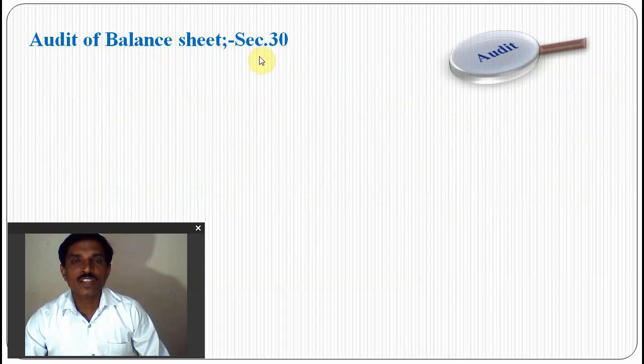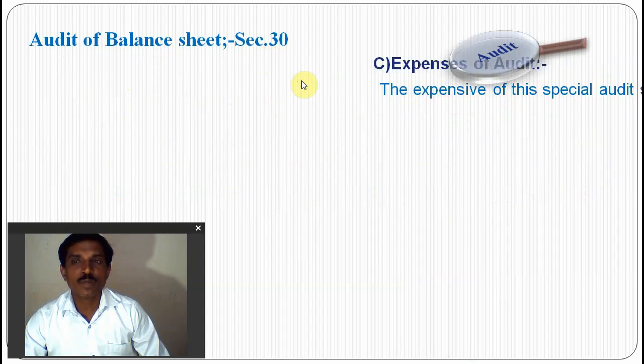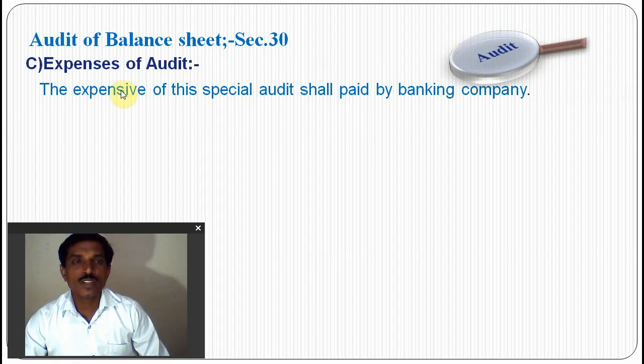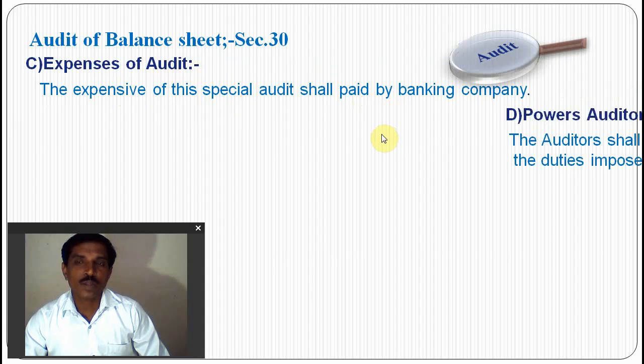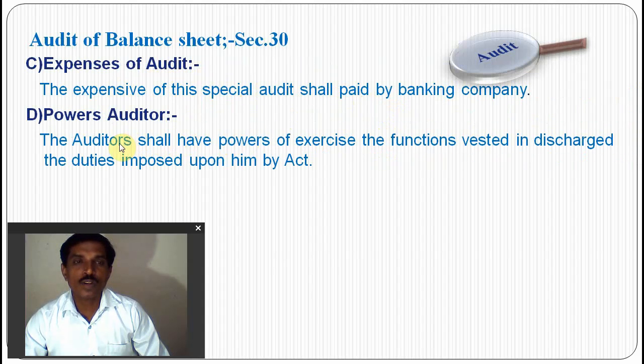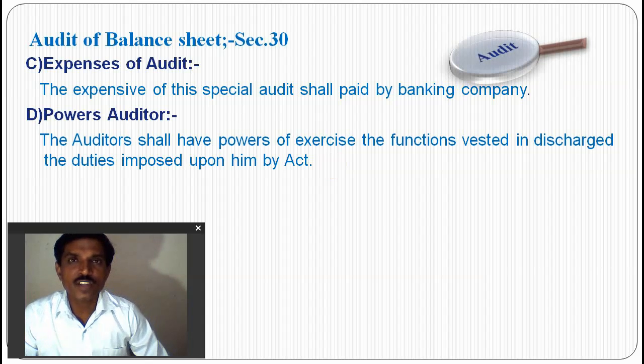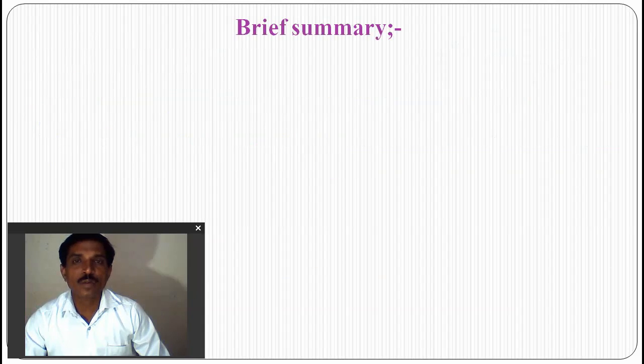So the audit of the balance sheet is explained in Section 30. The expense of this special audit shall be paid by the banking company. And regarding the powers of the auditor, the auditor shall have the powers to exercise the functions vested in him in discharge of the duty imposed upon him by the Act. So he is a qualified person, he exercises his powers and performs his duties as per the Act.